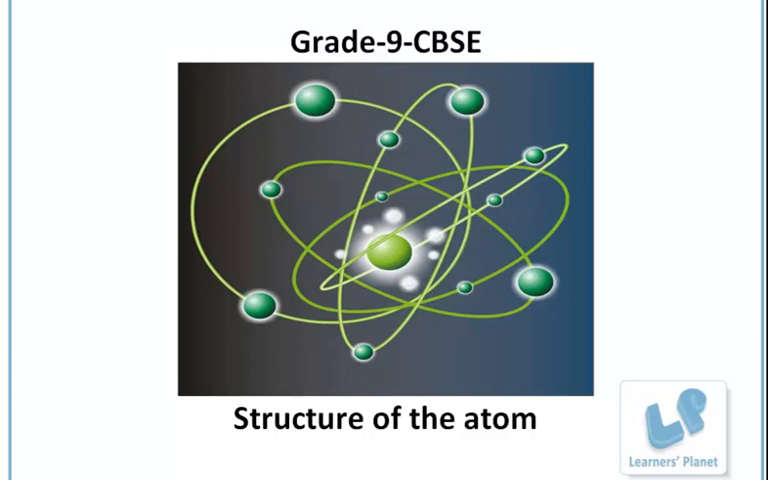In this session of structure of the atom, we are going to discuss the atomic number and the mass number of an atom. We'll also discuss the distribution of electrons in the atom in different shells. There are certain rules according to which the electrons are distributed in the shells of an atom.